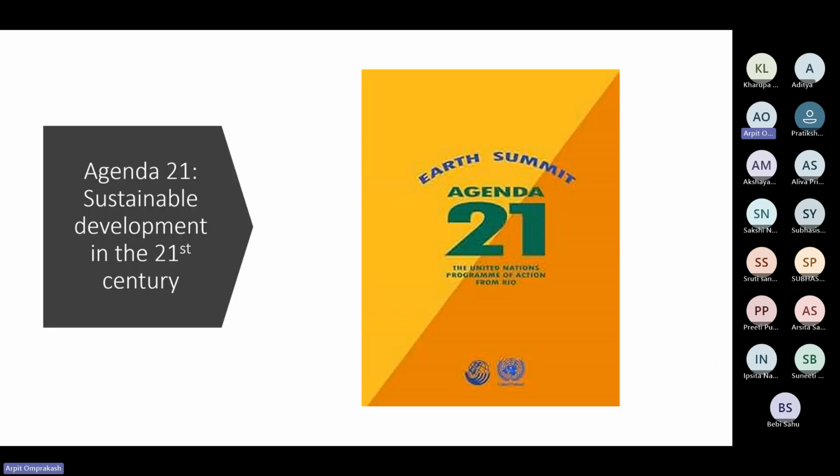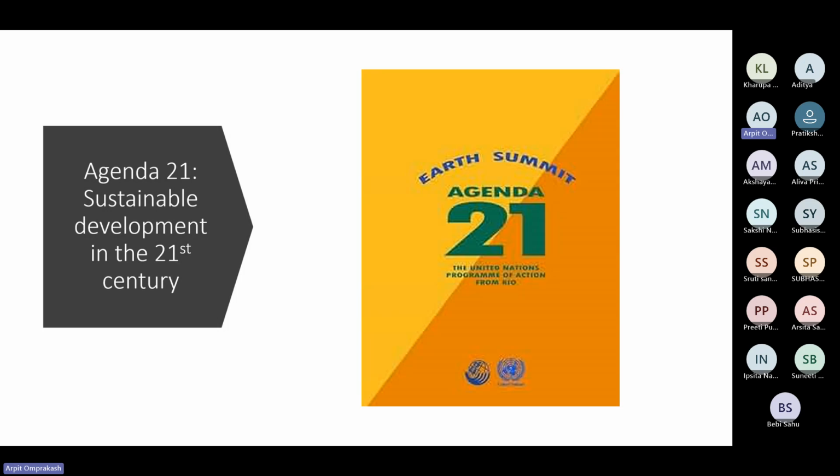So based on these sustainable development ideas, Agenda 21 was basically an Earth Summit that was conducted in Rio by the United Nations.